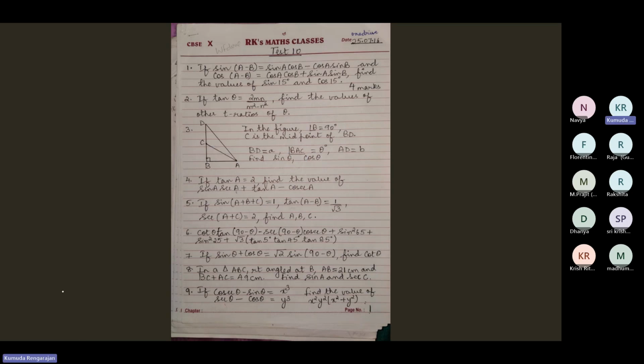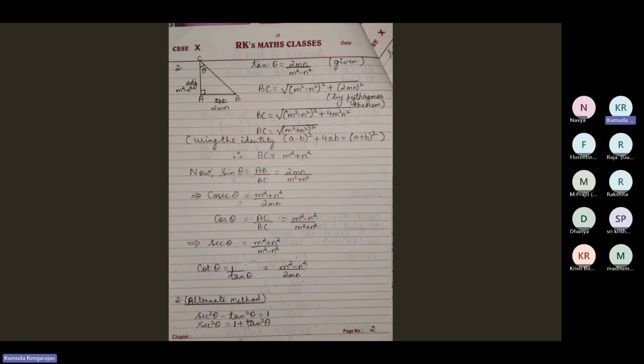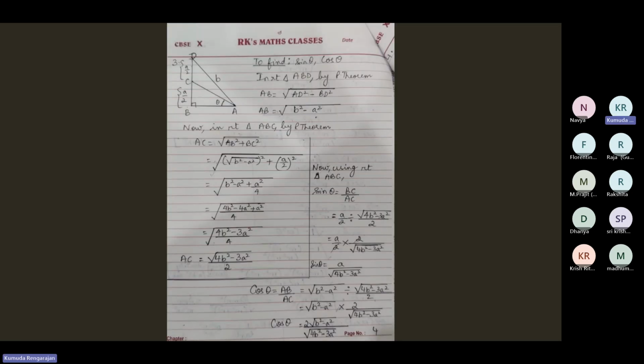Give me a minute, children. I'll show you the answer slide. Please help yourself. I'll just come back. Yes, so you can see the answer here. Find AB, find AC, and then find sine theta and cos theta.